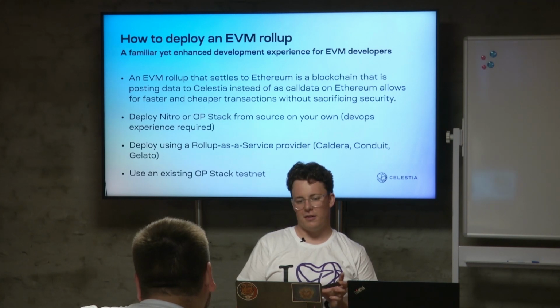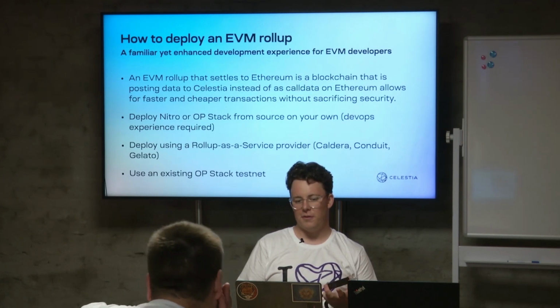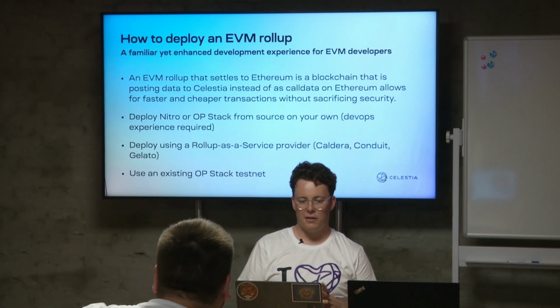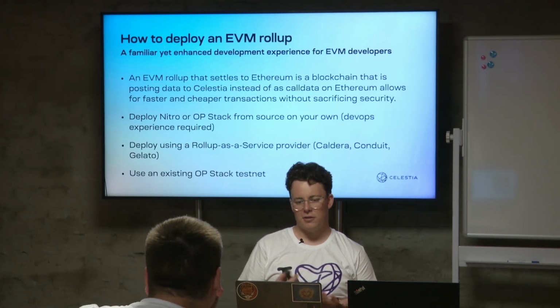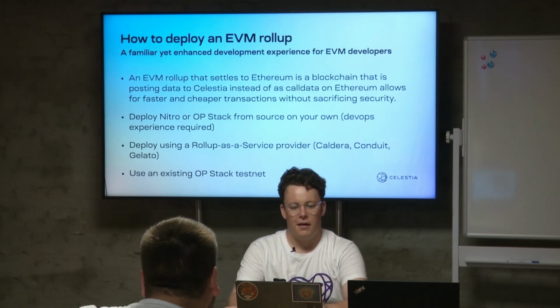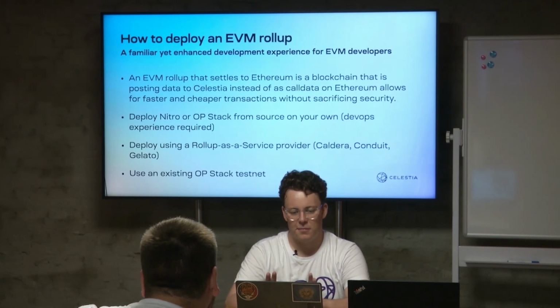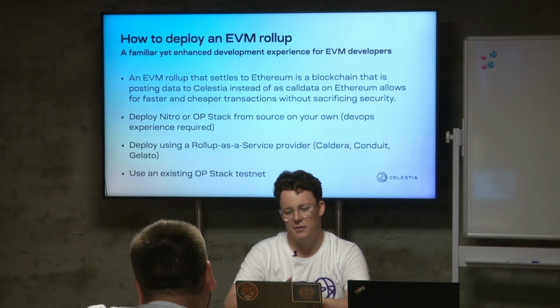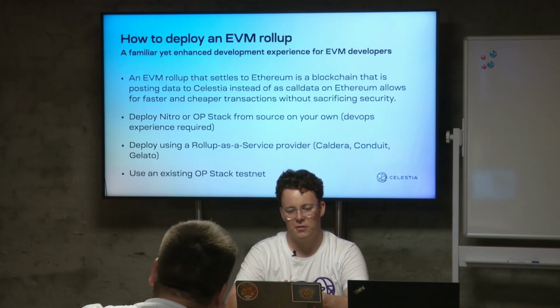But I think EVM is something that's a pretty big focus in all of the blockchain world, at least that I know. So if you're interested in deploying an EVM rollup, there are a few ways to do that. But first, I guess it's important to clarify how that works a little bit. So an EVM rollup that settles to Ethereum is a blockchain that's posting data to Celestia instead of call data on Ethereum. And what this does is it allows for faster and cheaper transactions without sacrificing the security.